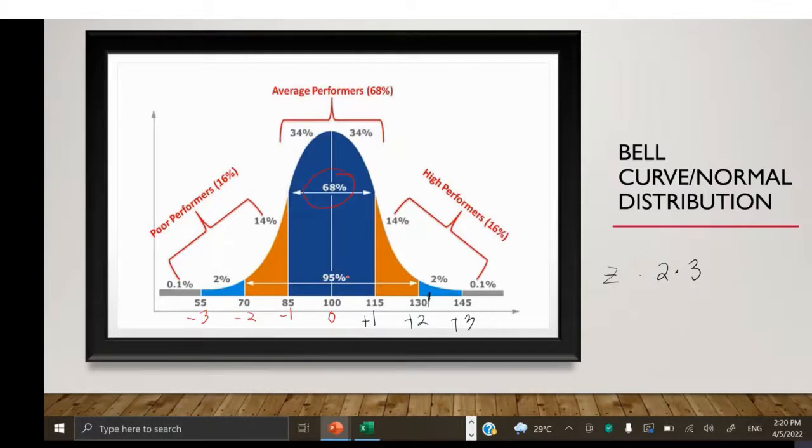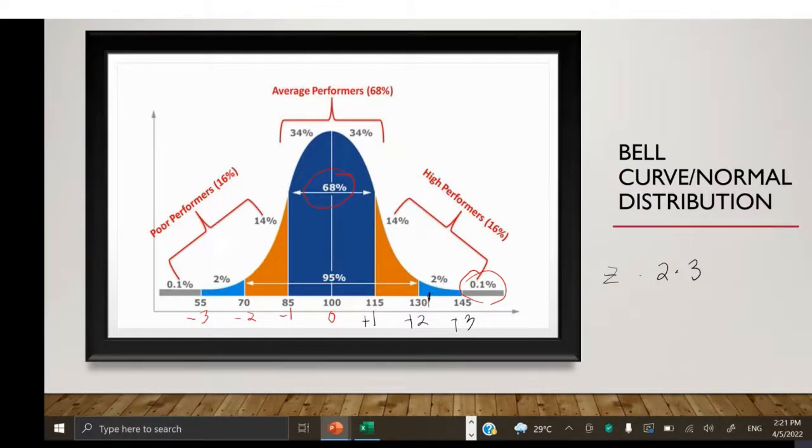Now, for those people who belong to the level of Einstein, Newton, they are around here. That would be 0.1%. Very few of the people belong in this category. That is already above 3 standard deviation, 3 standard deviation above the mean. Okay, 2% are within this 2 standard deviation above the mean.